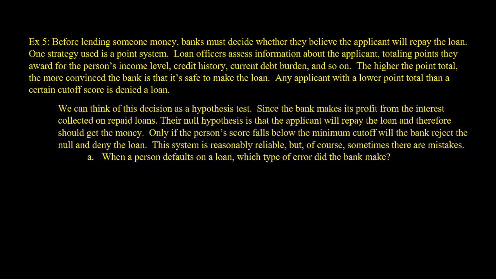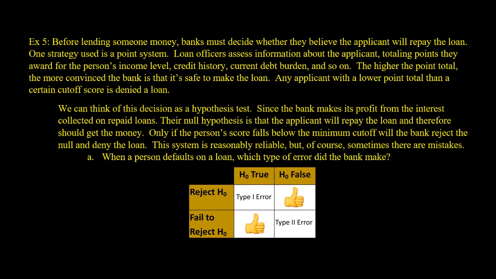When a person defaults on a loan, which type of error did the bank make? So here we fail to reject the null hypothesis. We're on the second row. And the null was actually false. They couldn't repay it. So that is the second column. That gives us a type 2 error. We failed to reject the null, but the null was in fact false.